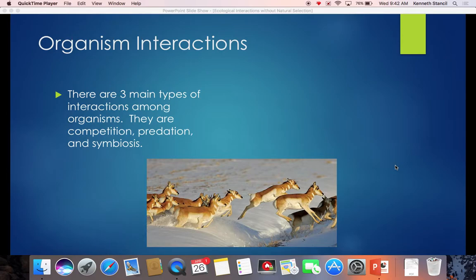So we've got three main types of interactions among organisms. They are competition, predation, and symbiosis. Now, all three of those categories have different things taking place within them. Different animals are different things. You know, you can be prey and predator. Okay? You can be both. And here, animals can hurt each other or they can live with each other and benefit one from the other.